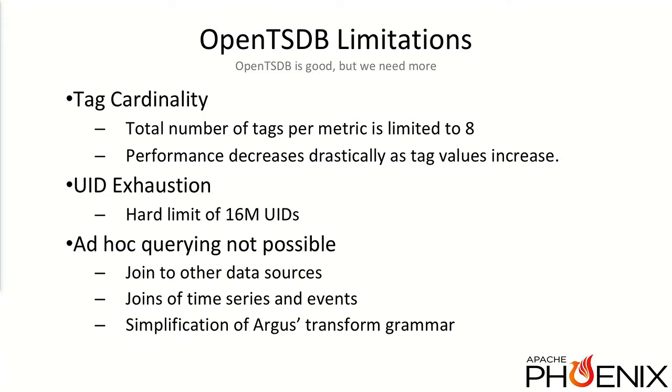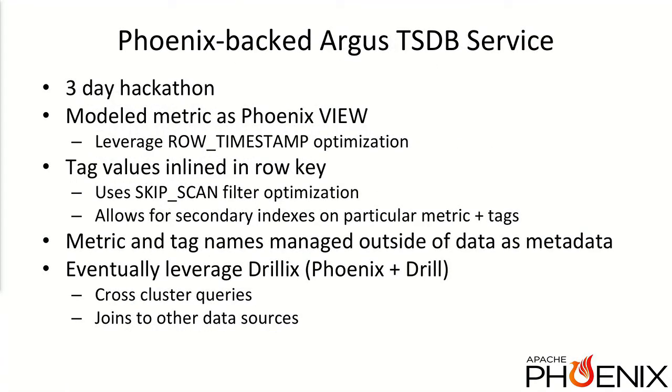Another limitation is that OpenTSDB does time series very, very well, but it's hard to join to other data sources. One of the primary use cases is if you're monitoring performance and you want to correlate an anomaly that you see on your time series with log data or other performance metrics or other operational data that you collect. It's very difficult to do that out of the box with OpenTSDB. And it's really difficult to write a good transform grammar over what OpenTSDB provides from just pure aggregation of time series data. So after talking to James, we pursued a Phoenix-based back-end time series engine for Argus.